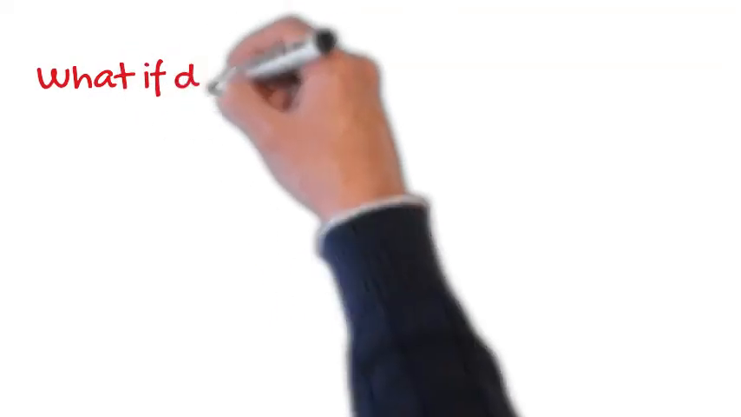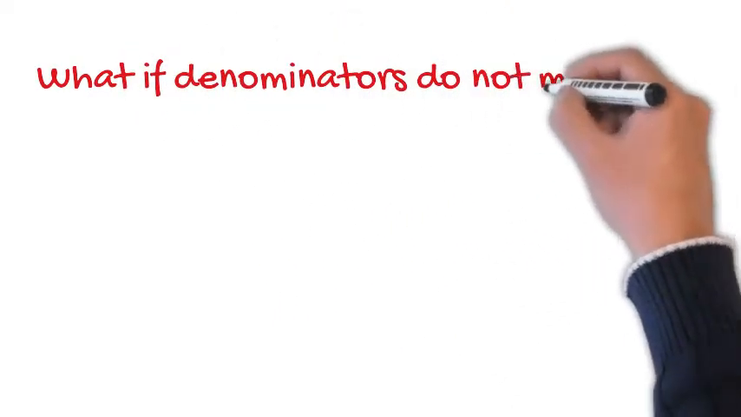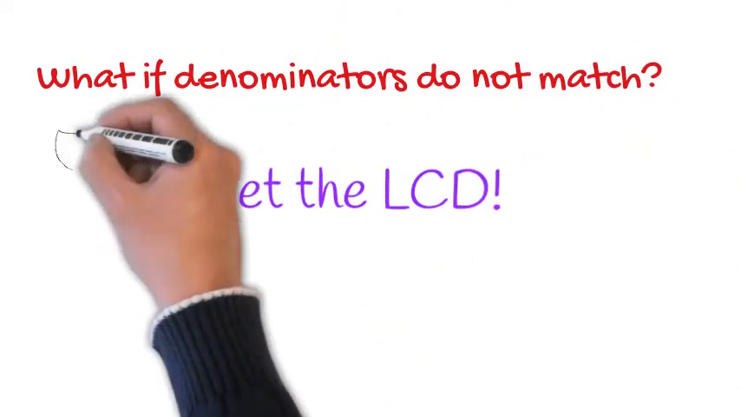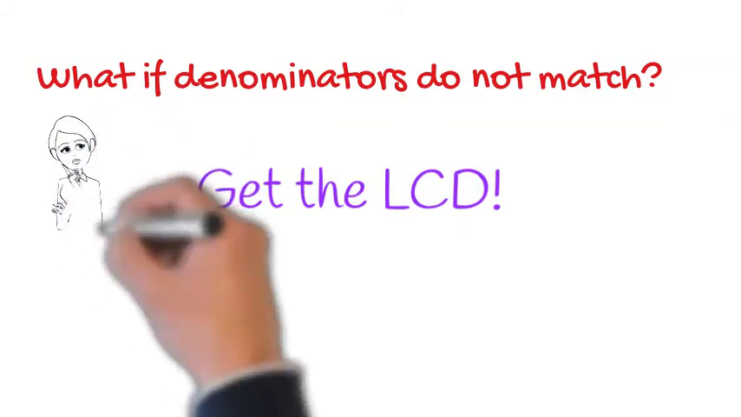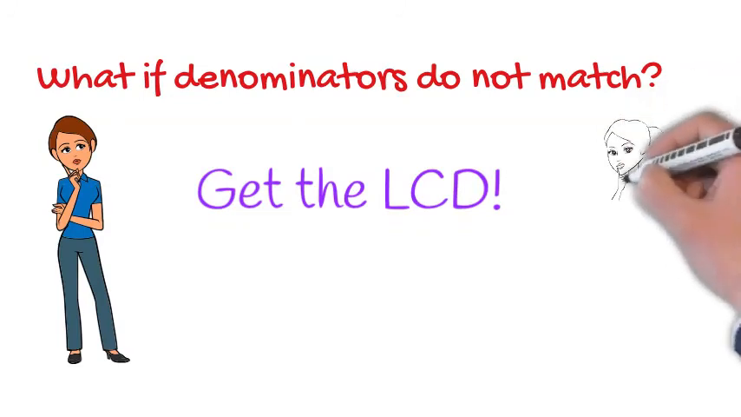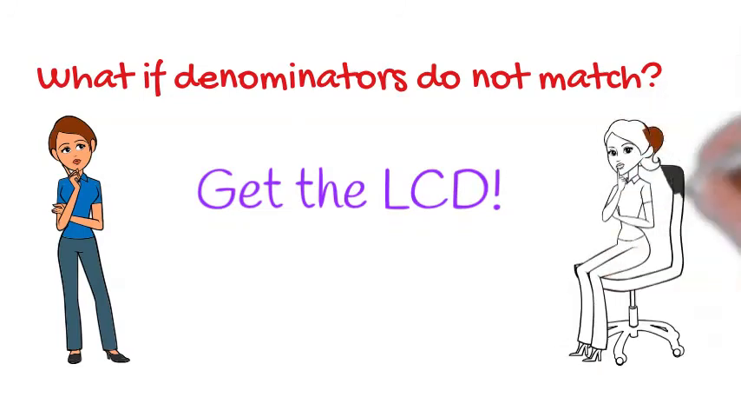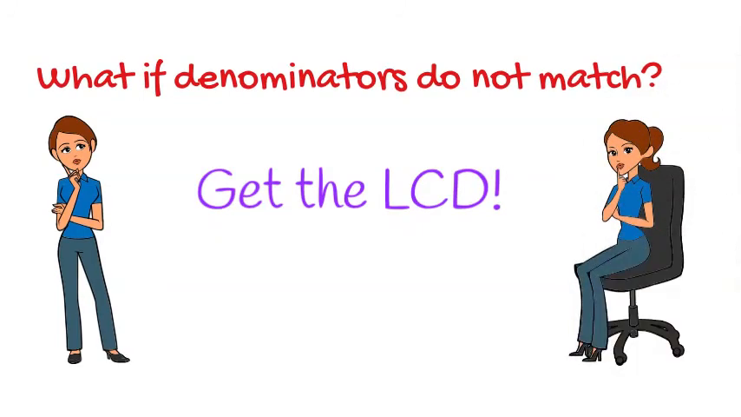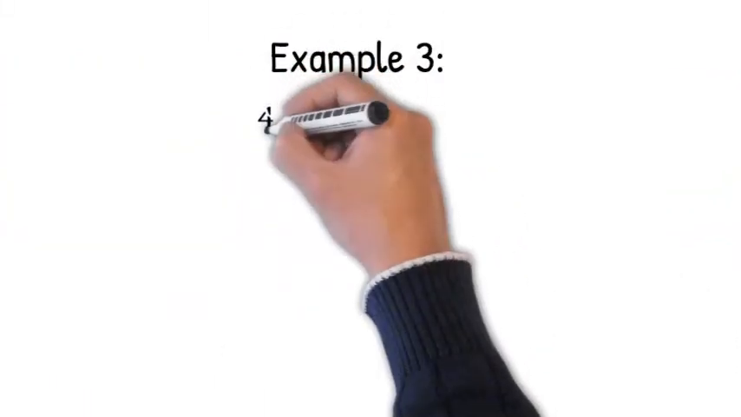What if the denominators do not match? You will first have to identify the LCD and build up each fraction by multiplying the numerator and denominator by the same number so the denominator is built up to the LCD. Example number 3. 4 over 5 plus 1 over 4.